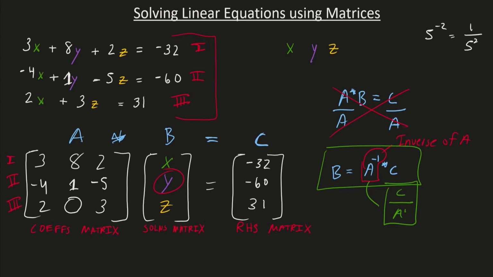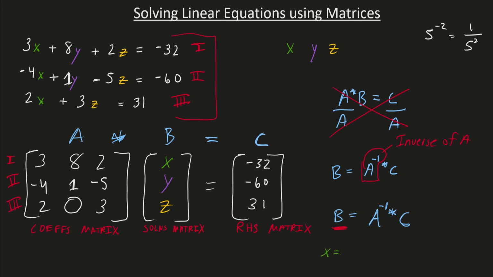But doing this will get you B. Will get you our solutions matrix, X, Y, and Z. So all you have to do now is use your calculator, input those values in for matrix A, take the inverse of it, multiply it by matrix C, press the equal sign, and you'll have B, your answers for X, Y, and Z. And if you actually were following with this example and doing it, you would get 2 for X, negative 7 for Y, and 9 for Z.